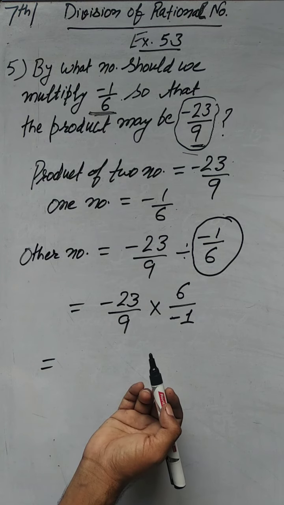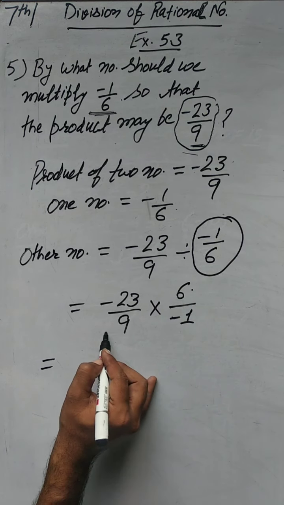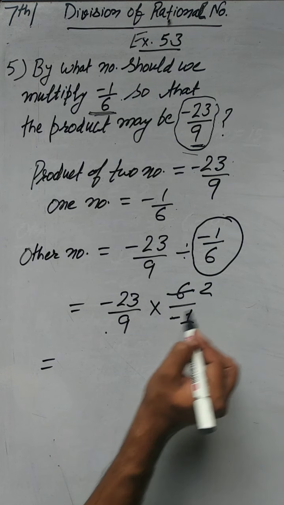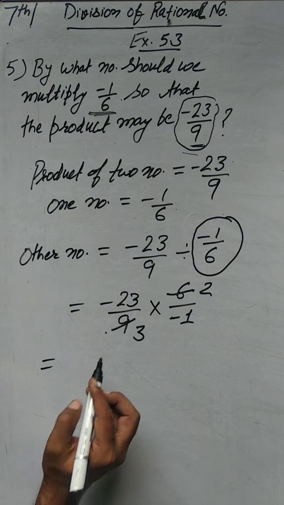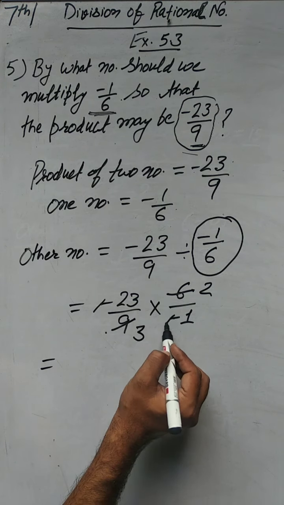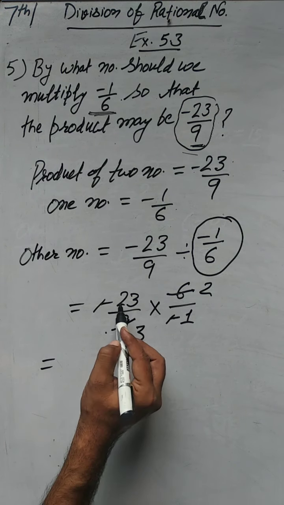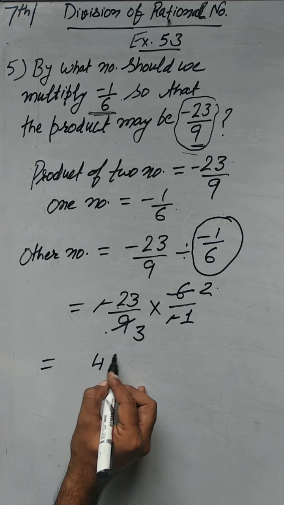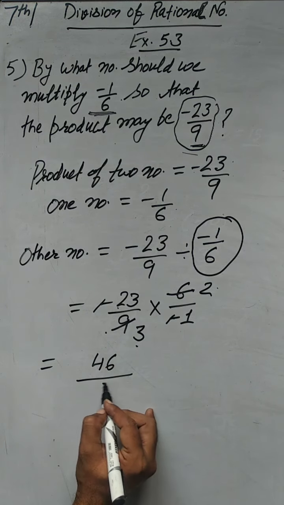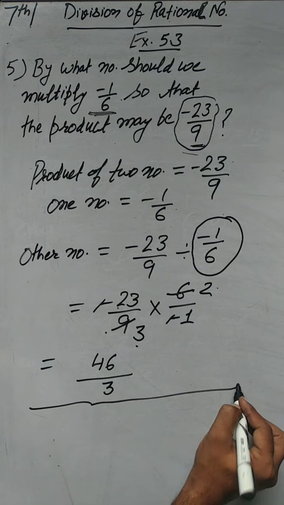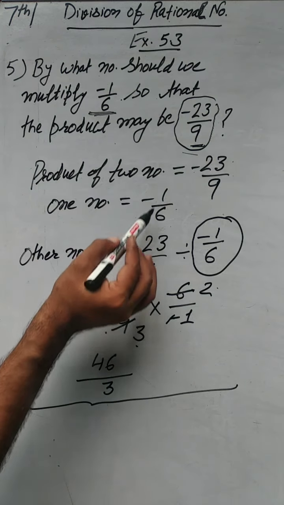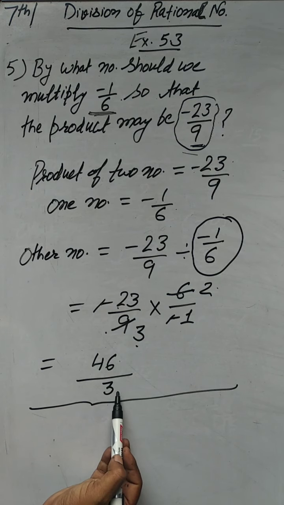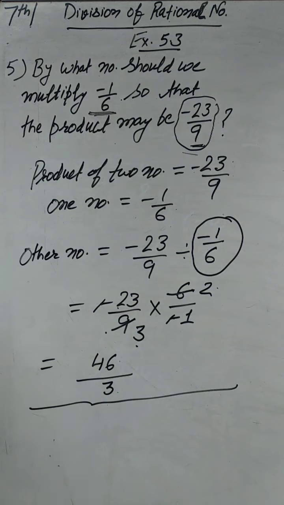Look, anything that is common, you can cancel. 6 and 9 on the table of 3. 3 2s are 6, 3 3s are 9. Clear beta? And this minus we can cancel with that minus. Okay. And 23 multiply 2 is 46, and 3 multiply 1 is equal to 3. That is your answer. It means you have to multiply minus 1 upon 6 with 46 upon 3 to get the product minus 23 upon 9. Clear beta?